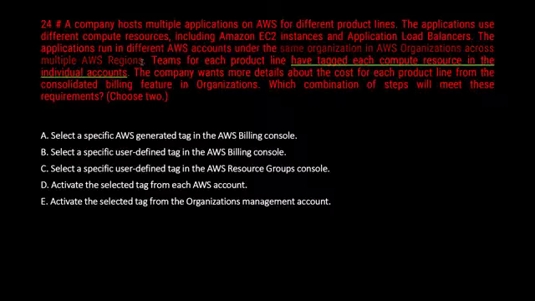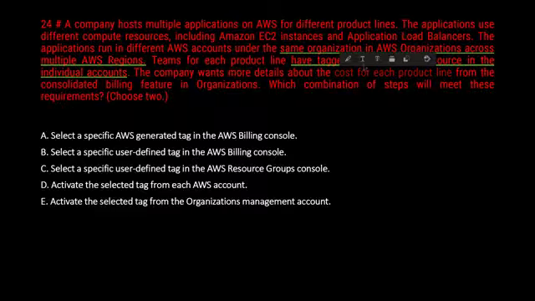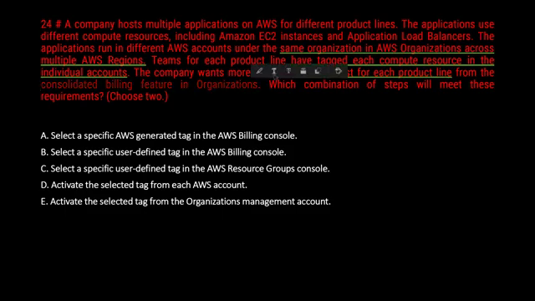The company wants more details about the cost for each product line from the consolidated billing feature in Organizations. So it is stating that there is a feature called consolidated billing in Organizations, which is good. What they are saying is the company wants more details about the cost for each product line, right?